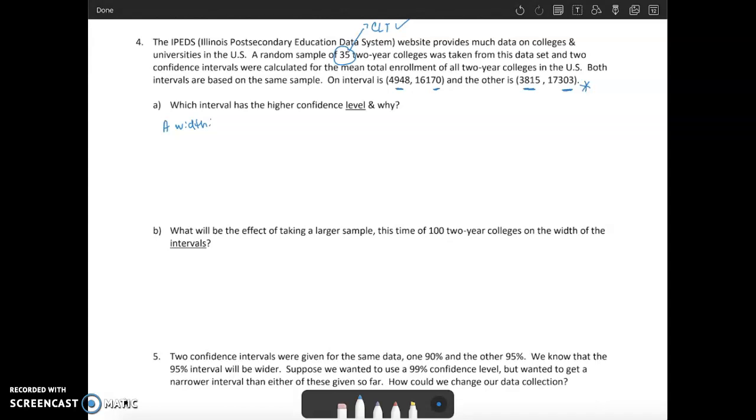So for the first one, I'm going to call this one interval A and this one interval B, just for simplicity. So for A, I could take 16,178 minus 4,948 and find that its width is 11,230. And I could find that B's width, if I subtract its upper minus lower, would be 17,303 minus 3,815. And subtracting there, I get 13,488. So this one is wider, and that means higher confidence level.